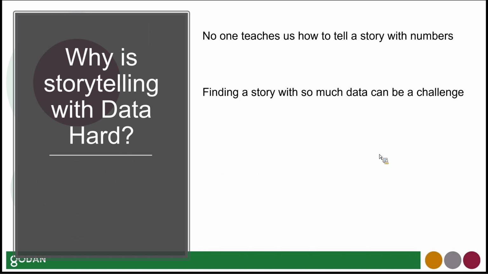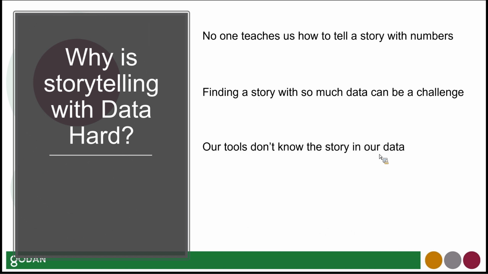Also, finding a story with so much data can be challenging, because sometimes when you analyze the data, you find that there are various insights, like 3 or 4 major issues that are highlighted by the story. So for you to converge all those different things into a story can sometimes be challenging.